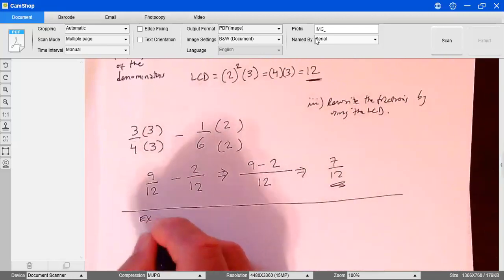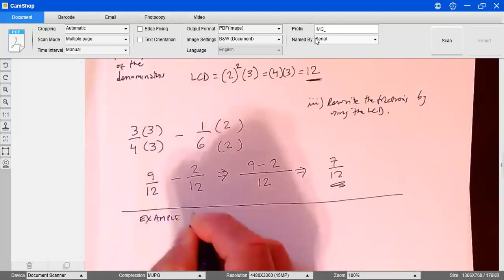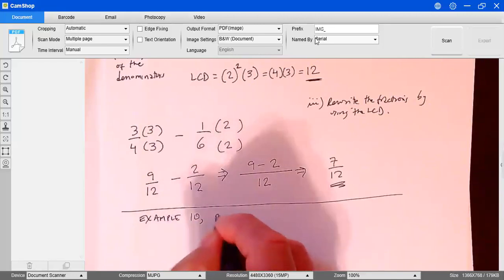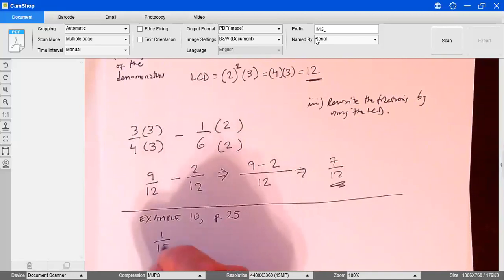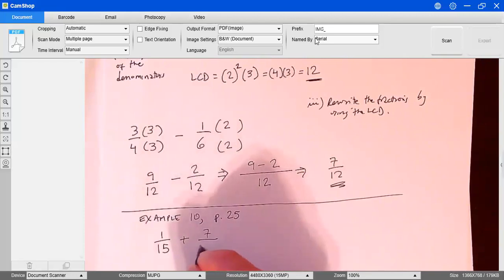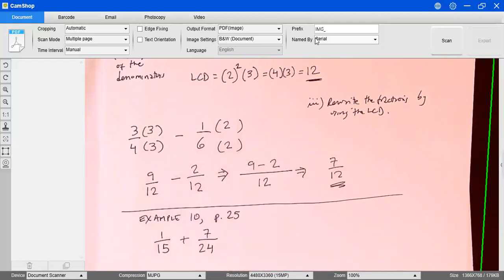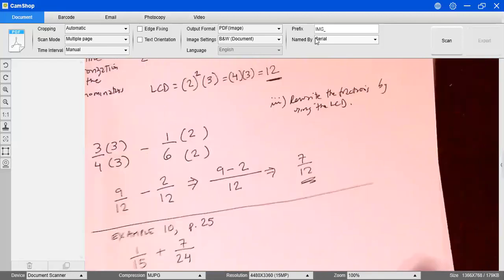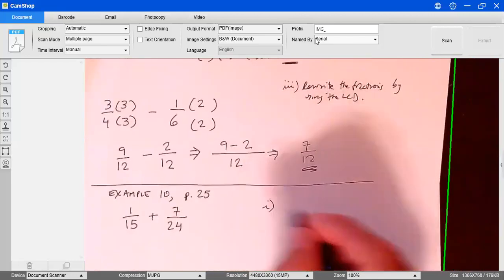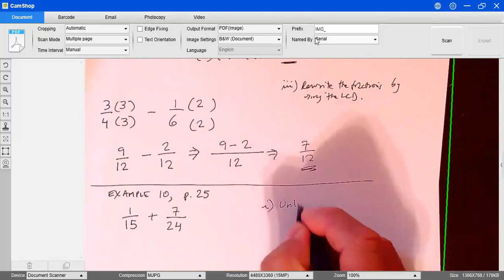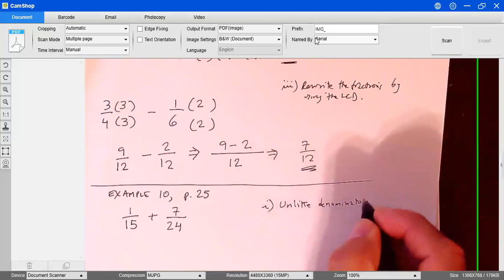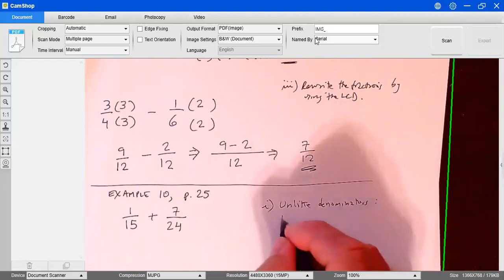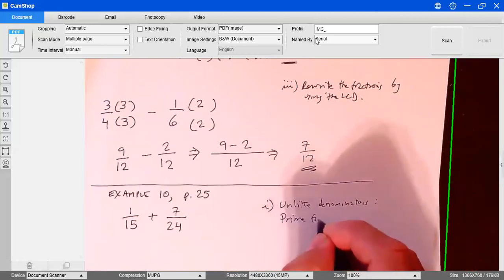So we're going to work now example 10. That example is on page 25, and this is just 1 over 15 plus 7 over 24. So first, we need to check that we have unlike denominators. So we need the prime factorization.